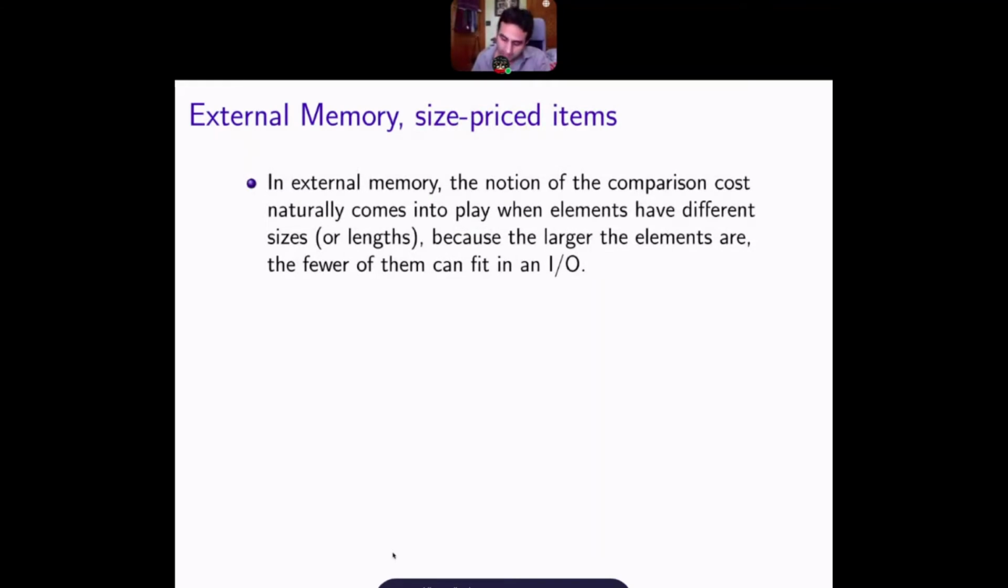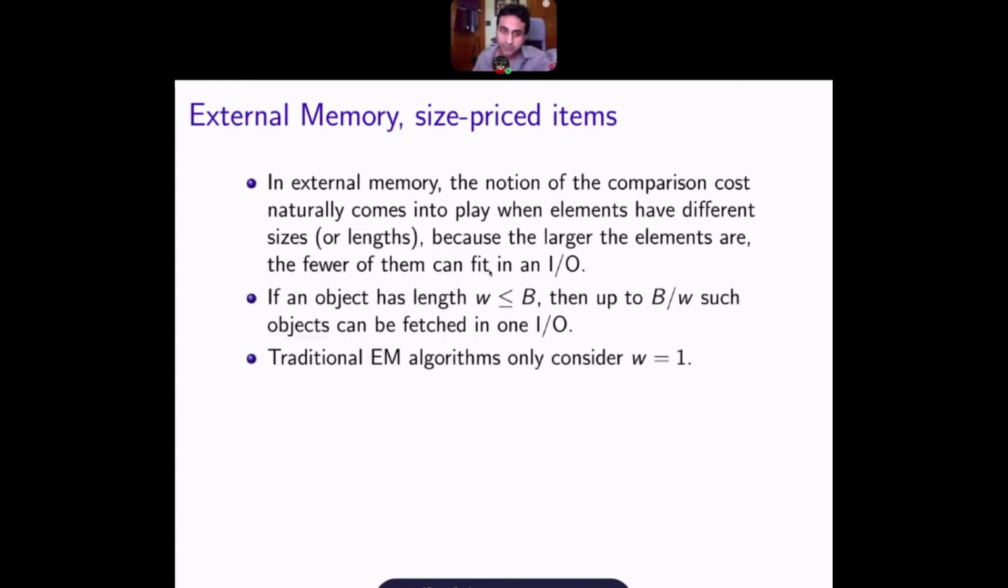So coming back to our problem, right? We were studying the priced information setting, where for example, the cost to compare two databases is proportional to the sum of their sizes. But in the external memory setting, this sort of naturally comes into play, because if you have a large element, then it'll take you longer to bring it into your memory. So the larger the elements, the fewer can fit in an I/O. So for example, if an object has length W, which is at most B, then you can fit up to B over W such objects in one I/O.